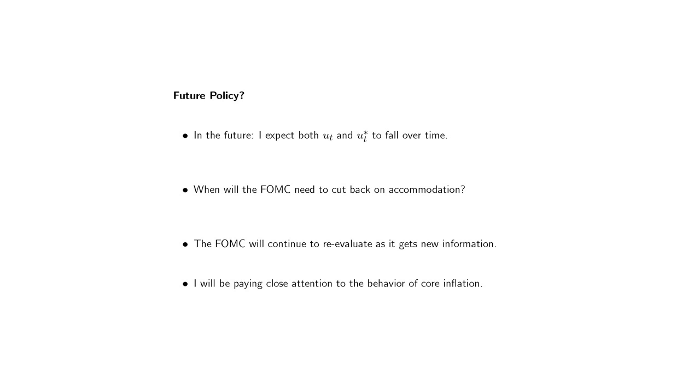And that raises the question, when will the FOMC need to cut back on its current level of accommodation? The Federal Open Market Committee is going to continue to reevaluate. There'll be new information coming to us, and we'll have to continue reevaluating this question about the appropriateness of our monetary policy stance. In that exercise, I myself will be paying close attention to the behavior of core inflation. Just as I described to you, core inflation has a lot of information about the state of demand. That seems to be the right variable to be looking at if we want to be figuring out what this gap is between unemployment and the natural rate.